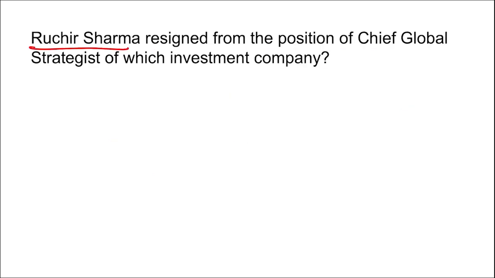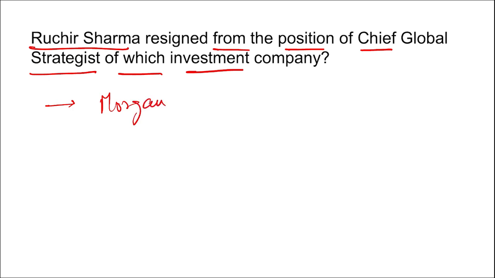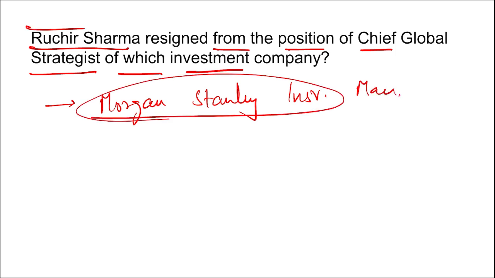Next, Ruchir Sharma resigned from the position of Chief Global Strategist of which investment company? He was the Chief Global Strategist of which investment company? He was in the Morgan Stanley Investment Management Firm. Alright, Morgan Stanley is the company from which Ruchir Sharma resigned from the position of Chief Global Strategist. I repeat, important question, mark this. Morgan Stanley is the correct answer.